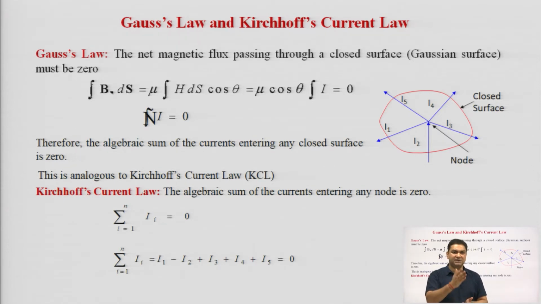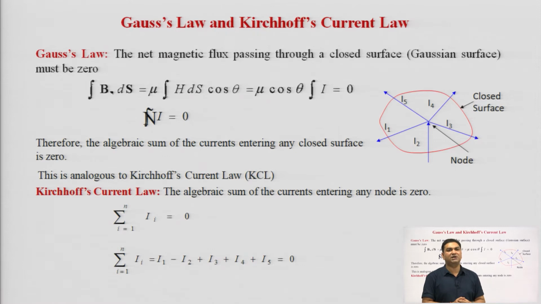magnetic field in these forms, like when we use the Gauss's law, the net magnetic flux passing through a closed surface as Gaussian surface, and that must be equal to 0, where it can be written as integration of B dot ds is equal to mu integration H ds cos theta, which is equal to mu cos theta, and integration of I, which is equal to 0. Simply, the algebraic sum of the currents entering any closed surface is 0.